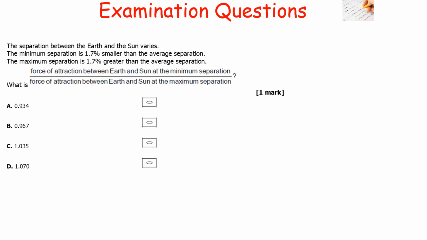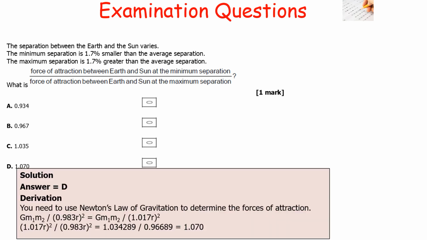Right, so how do you answer this particular question? Well, the answer is D. Now, you need to use Newton's law of gravitation to determine the force of attraction because it's the gravitational force. So we can say F equals big G m1 m2 over r squared. Now, the difference between the two of them is going to be the value you put next to r squared.